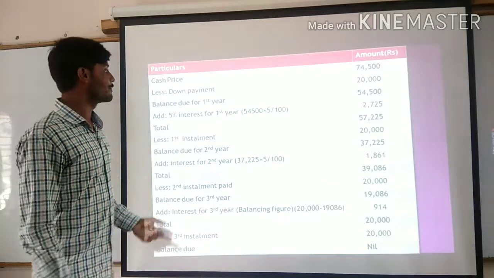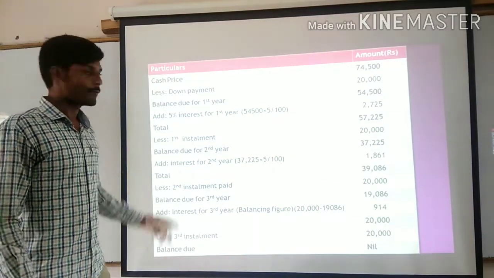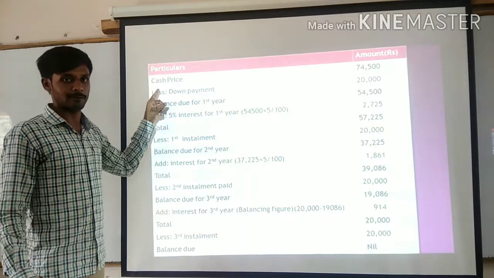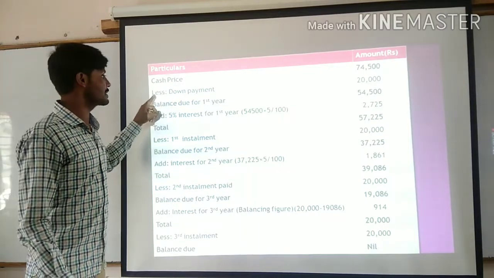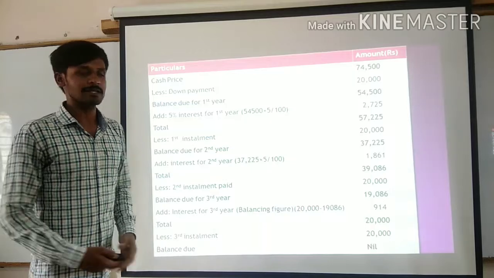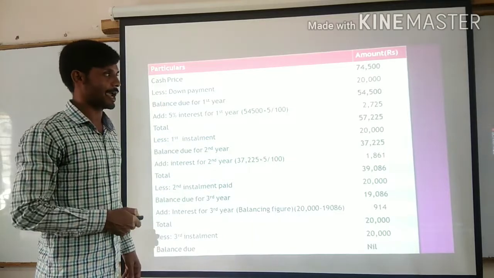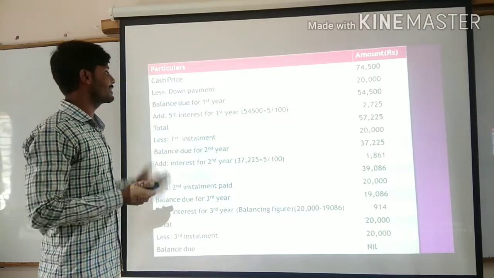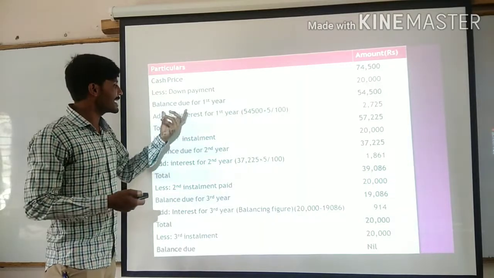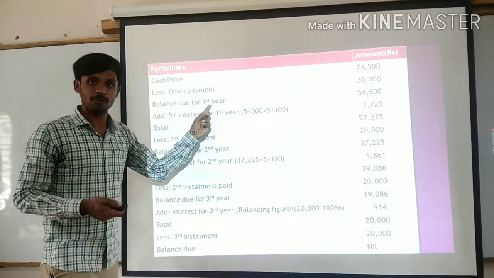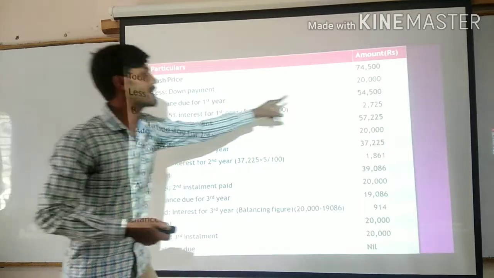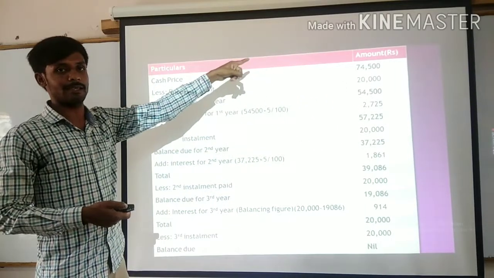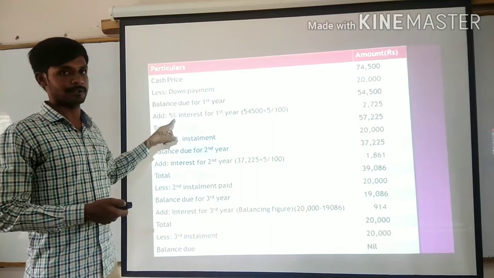So what we have to do, we have to follow up like this. First, we just need to consider the cash price. In the cash price, we just need to deduct the down payment. 74,500 is the cash price. The 20,000 is the down payment we have deducted. So next we will arrive at the balance due for the first year. That means this amount they just need to pay to the hire vendor at the end of the first year.